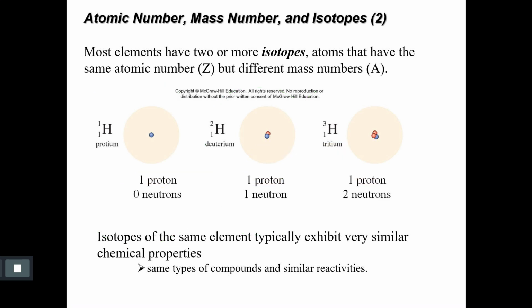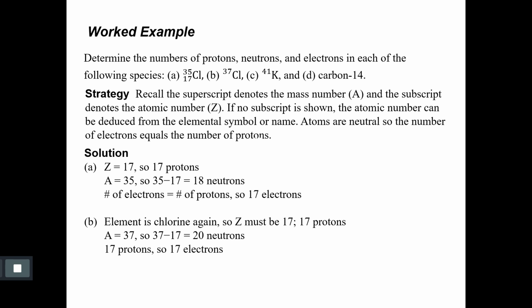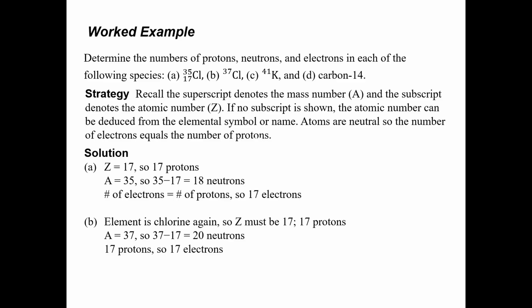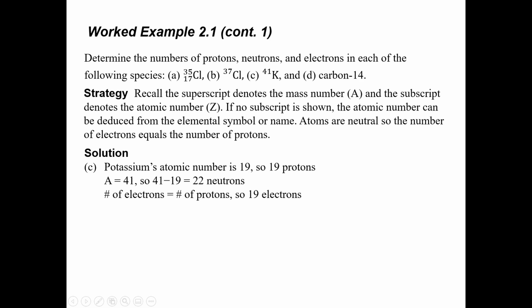Okay, sorry. So I go to my next section, and I have some examples. The examples are: determine the number of protons, neutrons, and electrons in each of the following species. So let's look at this question. I have the very first one, which is chlorine. Let's look at chlorine. In the chlorine, I have chlorine 17, let me write it here.